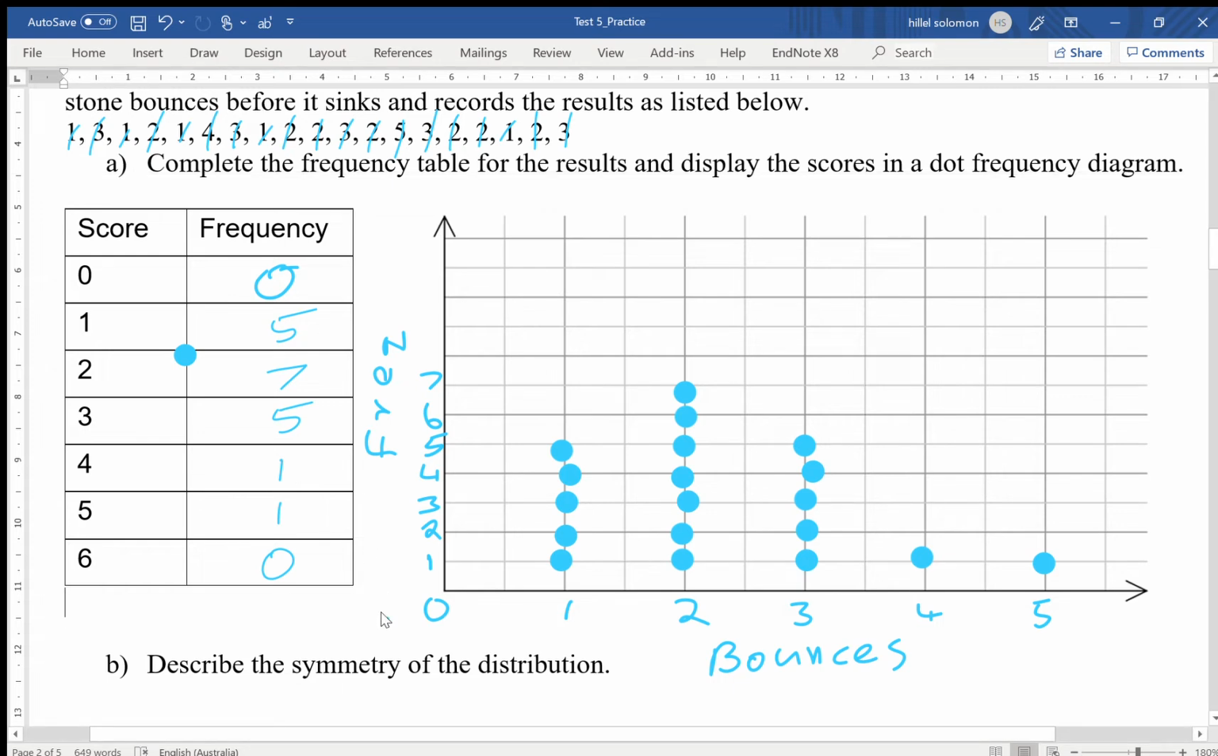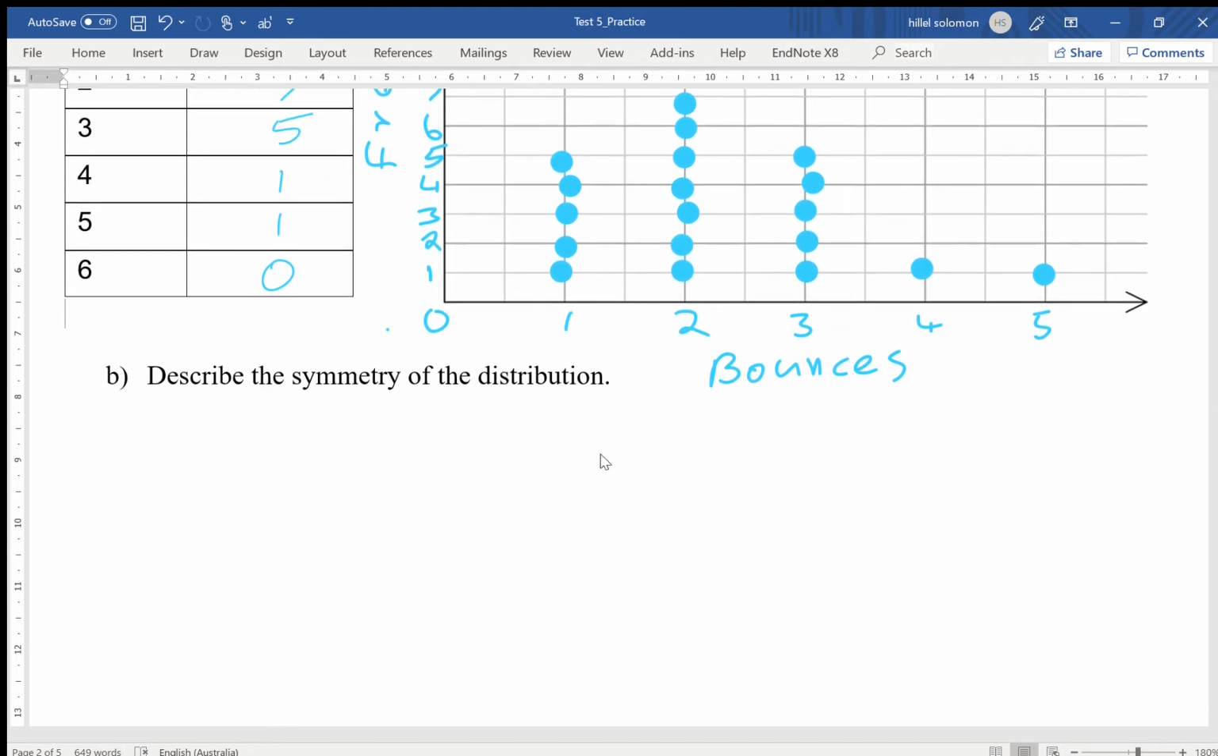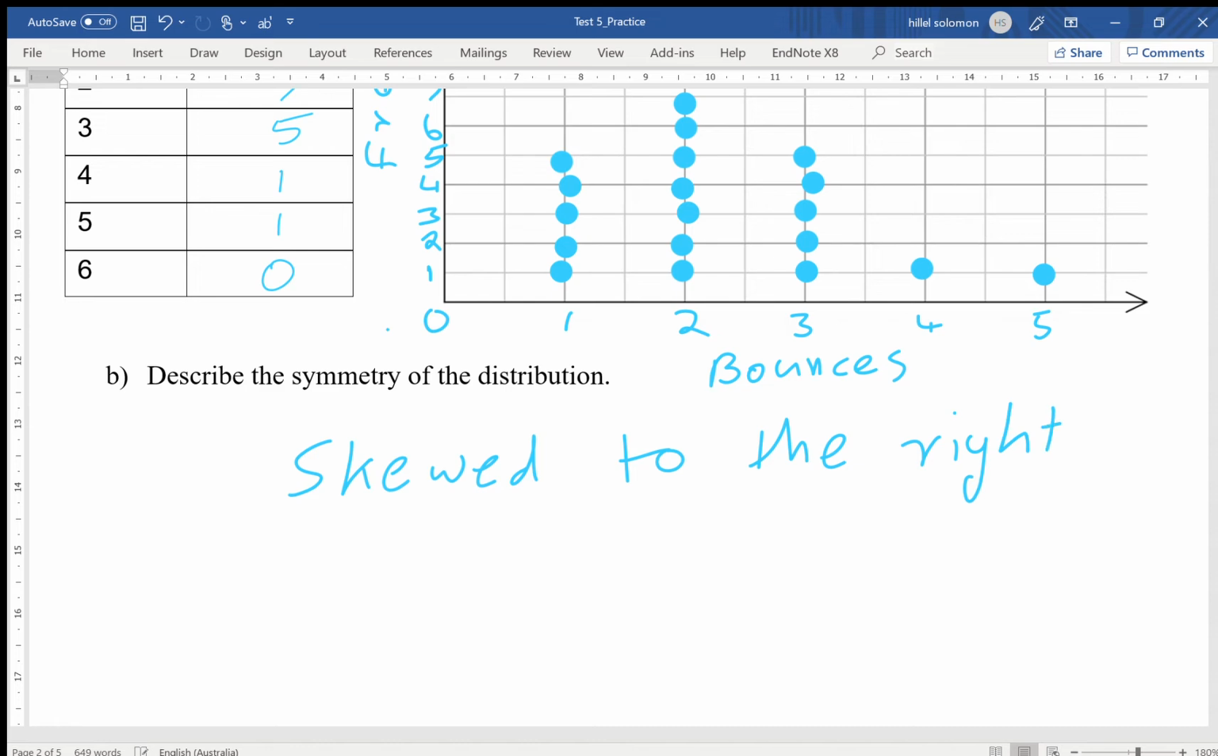Question B. Describe the symmetry of the distribution. Well, if we look at it, it's not symmetrical because it kind of trails off to the right a bit here and is extended in that direction. So my answer is going to be that it is skewed to the right. I could also call that positively skewed. They mean the same thing, and both would be correct.